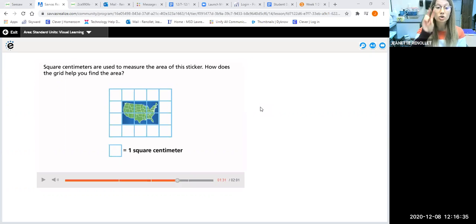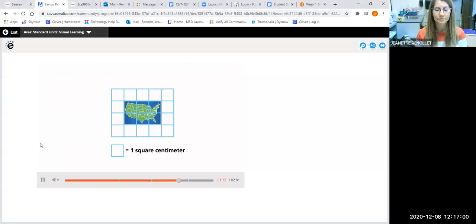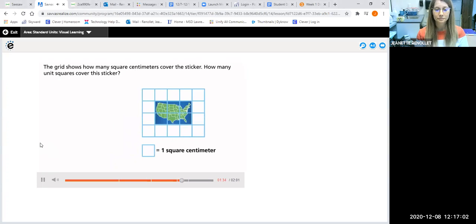Yesterday, we learned about 2 ways you can find the area. 1, you can count the square units inside. So I can count 1, 2, 3, 4, 5, 6. Her sticker has an area of 6 square units. The grid shows how many square centimeters cover the sticker.